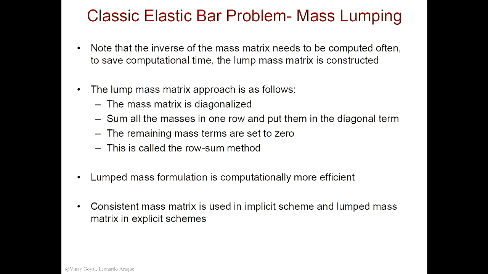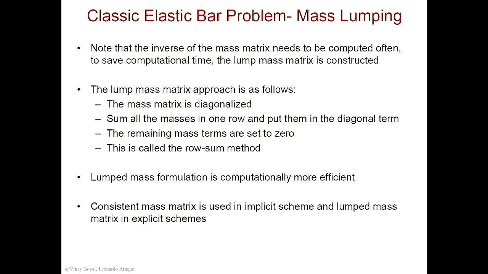So now I want you to note something, that the mass matrix has to be inverted often, right? I have to invert that often. And to save computational time, what Abacus is doing is actually using something called a lump mass matrix. They're constructing a lump mass matrix. Okay? And so there's several ways to lump in the masses to make them diagonal. All you're doing there is making the mass matrix diagonal by lumping all the off-diagonal terms into the diagonal term.